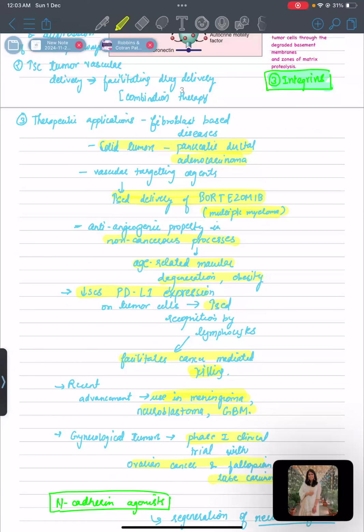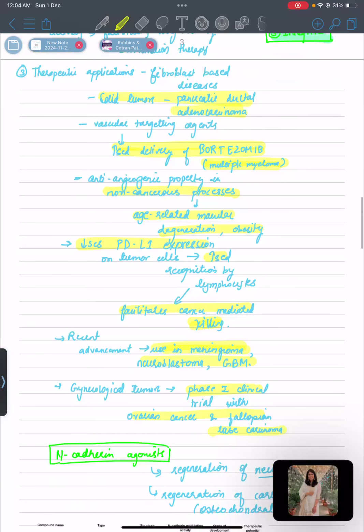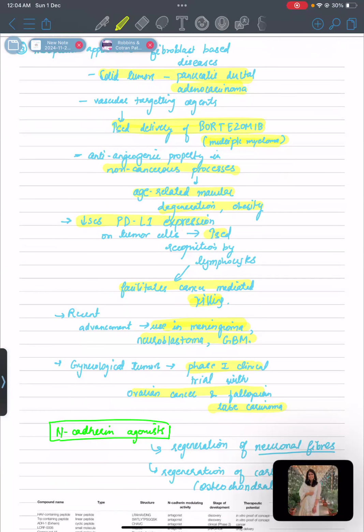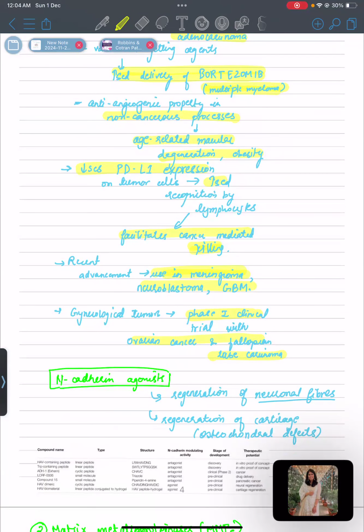So decreasing PDL expression will cause increased recognition by lymphocytes, obviously, and that facilitates cancer-mediated killing. And further, N-cadherin antagonists are studied in meningioma, neuroblastoma, and GBM. So there are very novel therapies in neurological tumors, and it's a very nice area to move forward with.